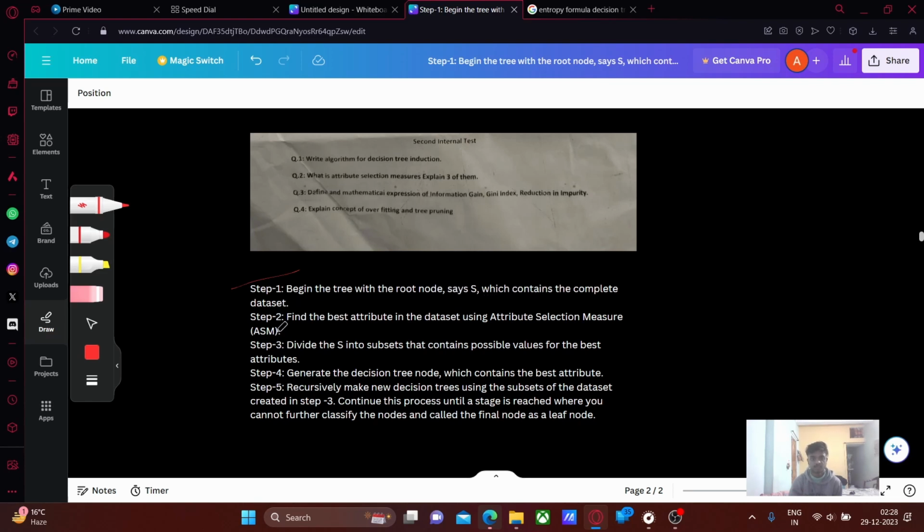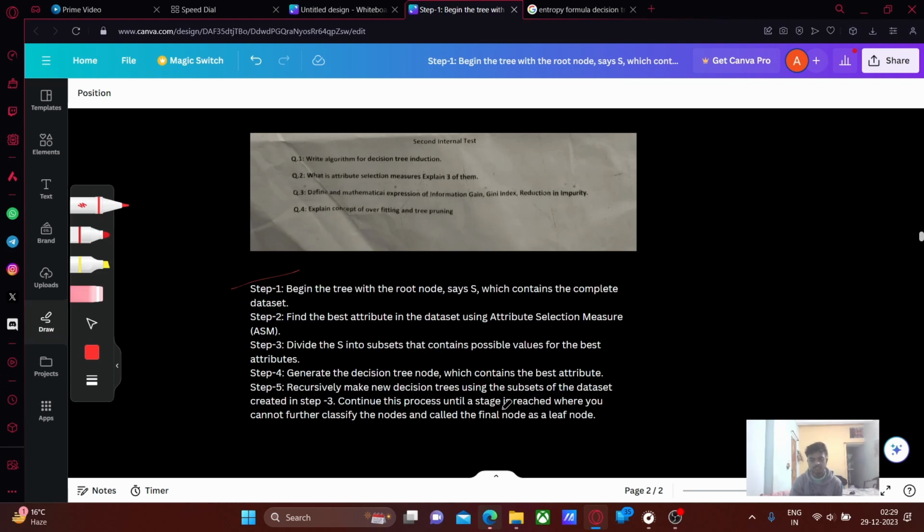data set. Step 2, find the best attribute in the dataset using attribute selection measure. Step 3, divide the S into subsets that contain possible values for the best attribute. Step 4, generate the decision tree node which contains the best attribute. Step 5, recursively make new decision trees using the subsets of the dataset created in step 3.